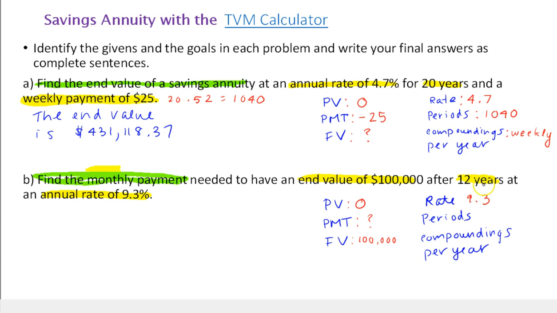Let's see the periods. We have 12 years, and it's monthly payments, so 12 months per year gives us a total of 144 periods. And we will change this drop-down menu to monthly. Then we'll ask the solver to tell us the payment.